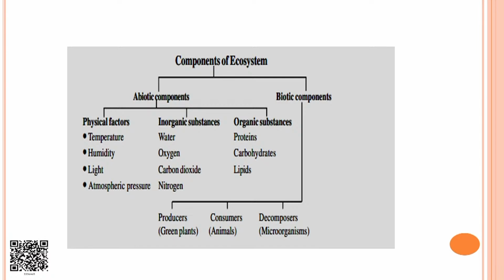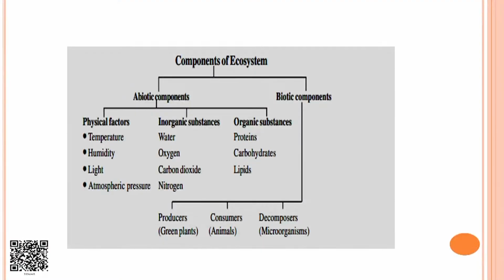Inorganic substances of the abiotic component include water, oxygen, carbon dioxide, minerals, rocks, soil and other minerals. Organic substances include proteins, carbohydrates and lipids. Organic compounds are very essential because carbohydrates, proteins, lipids and humic substances are the building blocks of living organisms and therefore make a link between the biotic and abiotic components.